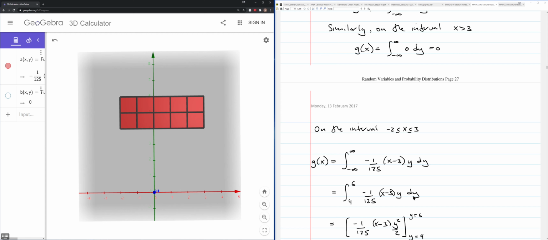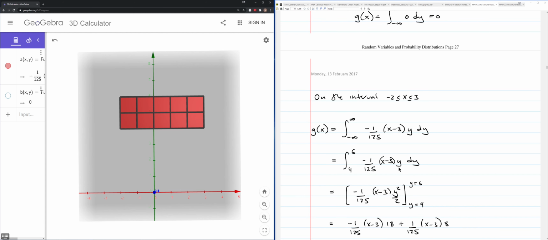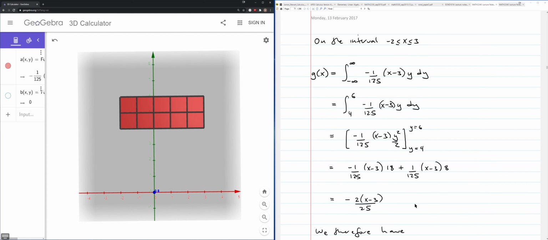And now once I have this set up, all I'm going to do is integrate with respect to y. I get y squared on 2, then I put in my y values, and it works out to be this over here. Notice when I put in my y values, I'm still left with the x. I'm not putting anything in for x, so the expression I end up with is a function of x. So this is the marginal density function for the random variable x.